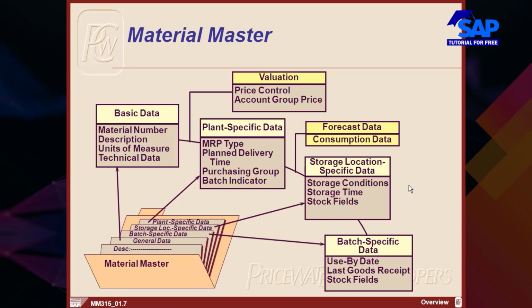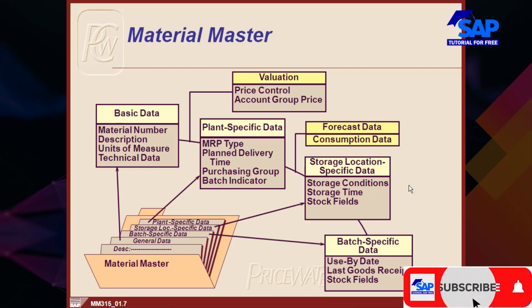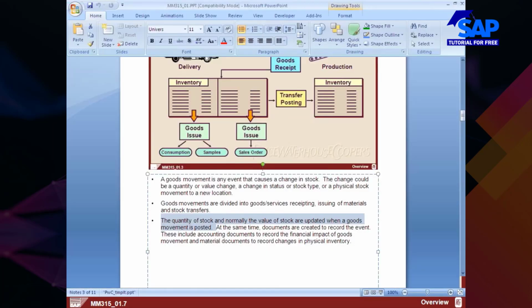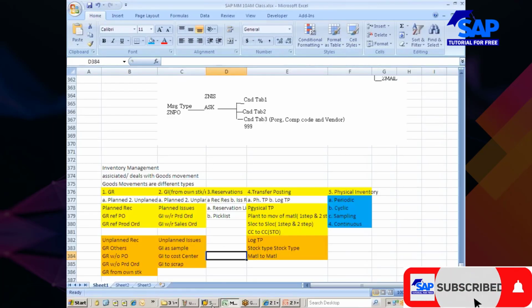Then let's try to understand what fields are relevant for inventory management from the material master. You have so many fields available in the material master, more than 700 fields, out of which there are certain fields which are specifically meant for inventory management. At this point of time, let me log into the system.